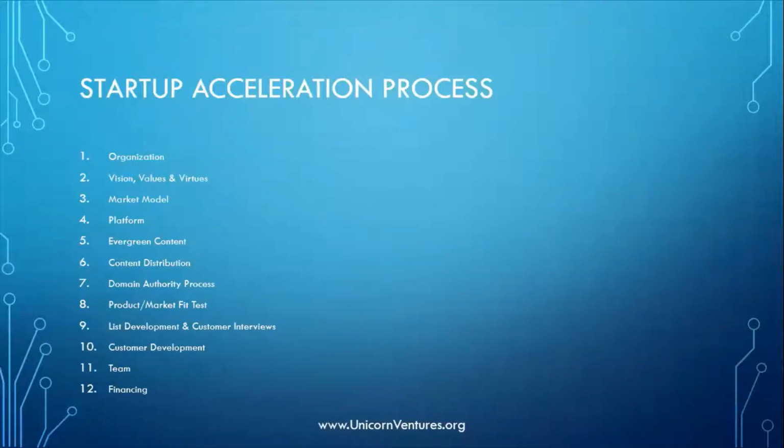So starting out, once again, this is the startup acceleration process that we use at Unicorn Ventures. It starts out with organization, goes into vision, values, and virtues, then goes into the market model, platform, Evergreen content, what we're talking about today, content distribution, domain authority process, product market fit test, list development and customer interviews, customer development, and team and financing.